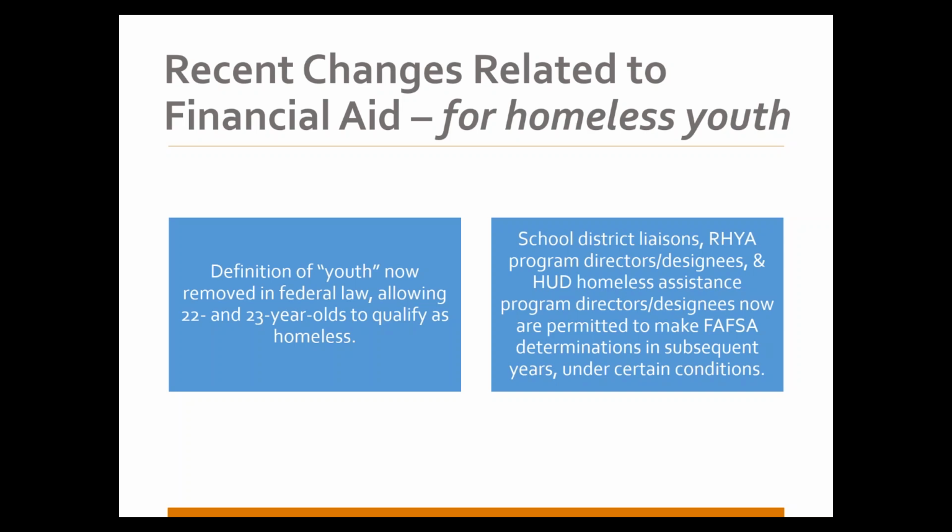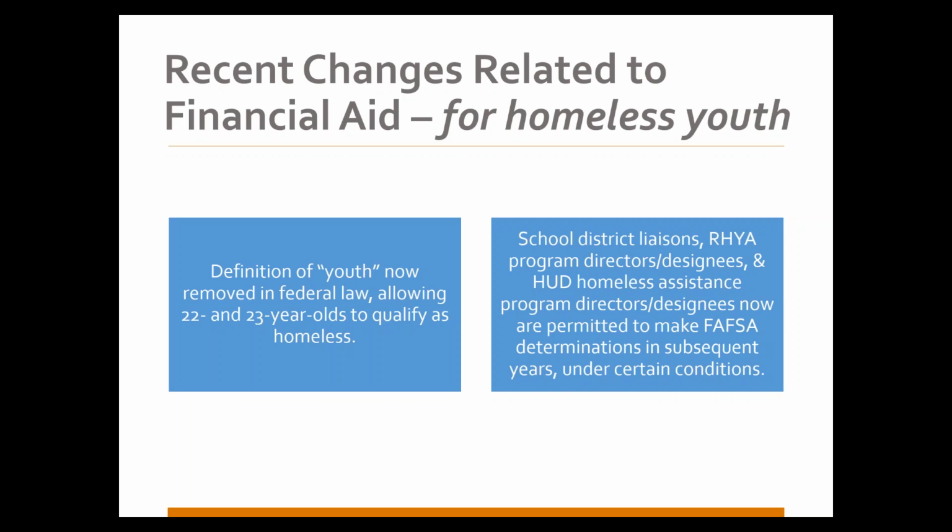Second box on the screen, the three individuals other than a financial aid administrator who are designated as being qualified to provide youth with a homelessness determination used to only be able to do so for youth they worked with currently. So for example, a school district liaison could only provide a determination for youth while they were still in high school, and an RHYA or a HUD-funded housing program director could only make the determination while the youth was in their program. Now there's been a change. If they have the proper information, they can actually make determinations in subsequent years.